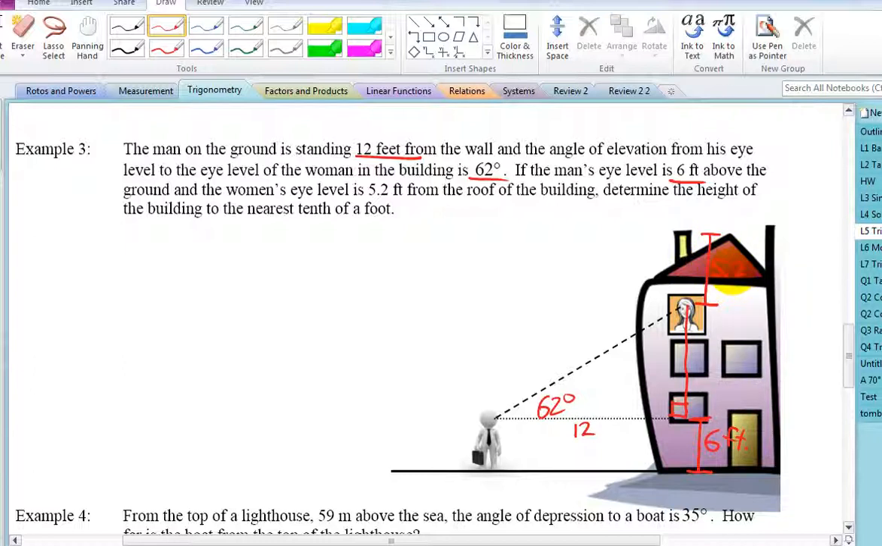Okay. So we want to find the height to the nearest 1/10 of a foot. So in order to find the height, we're missing the middle piece, aren't we? So this is what we need to find. We'll call it x. Okay, so go ahead, in your triangle, solve for x.